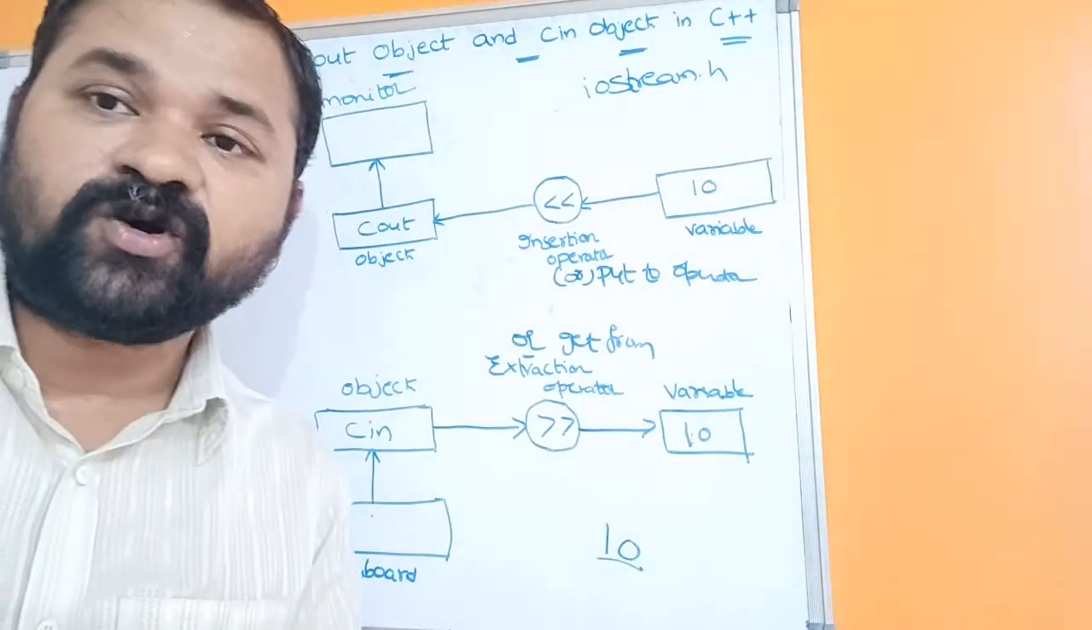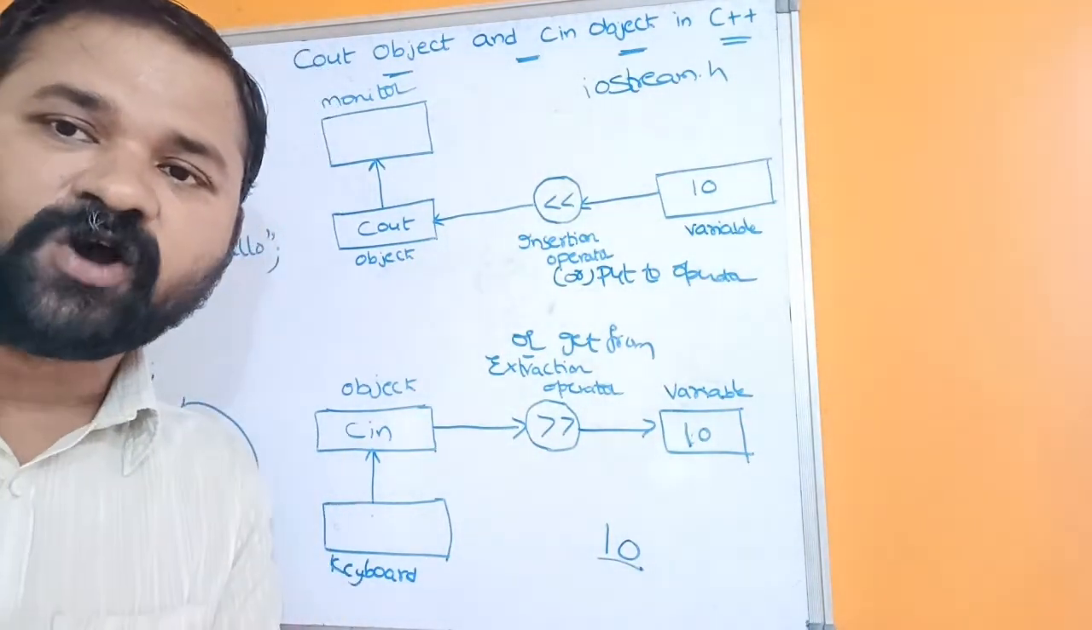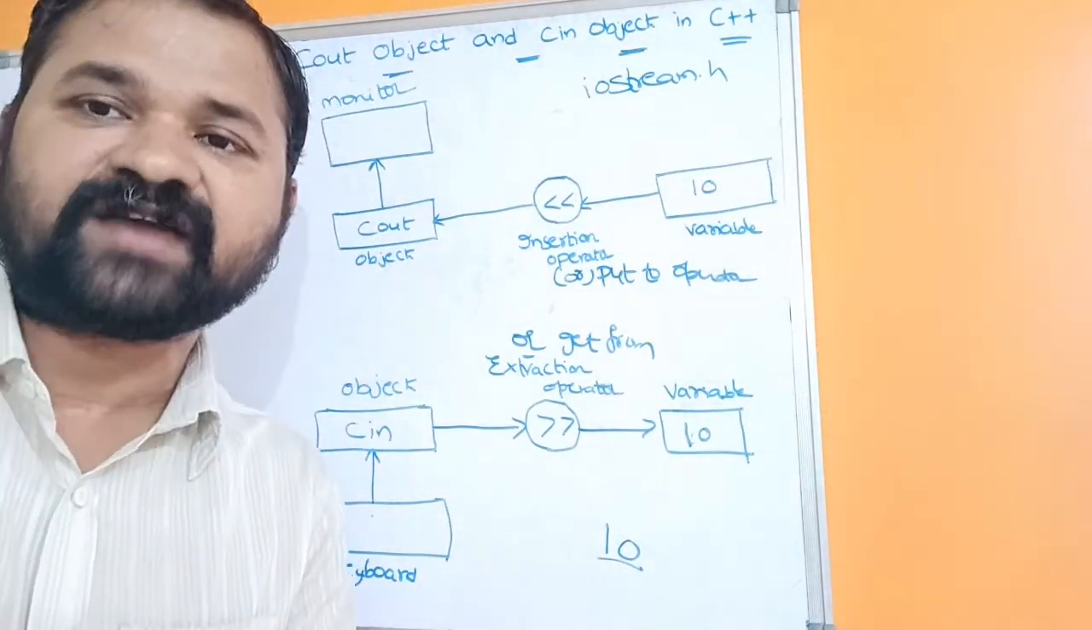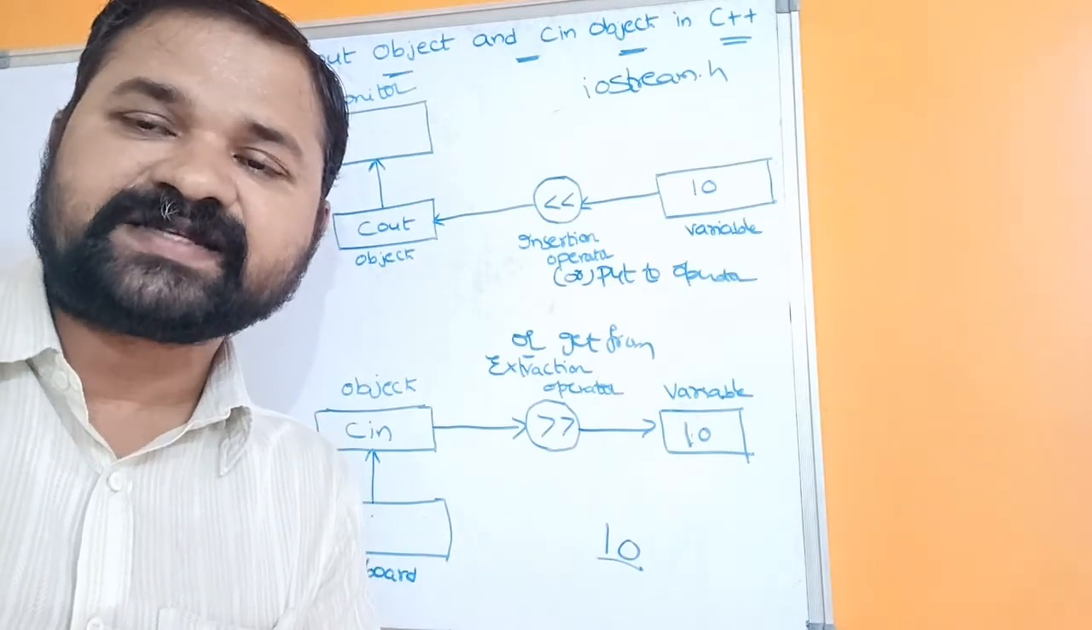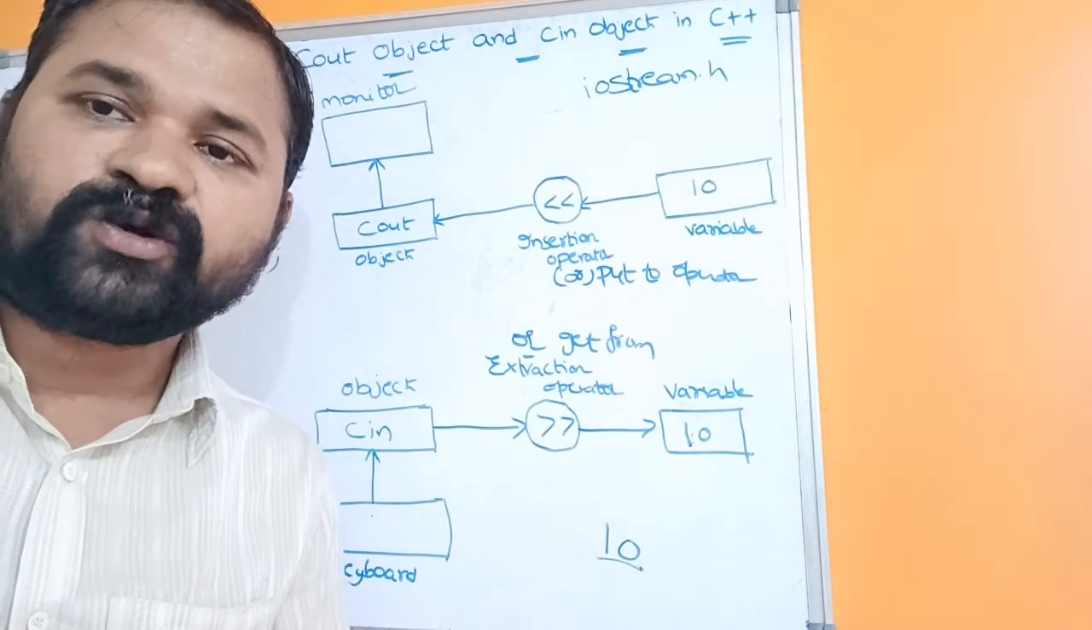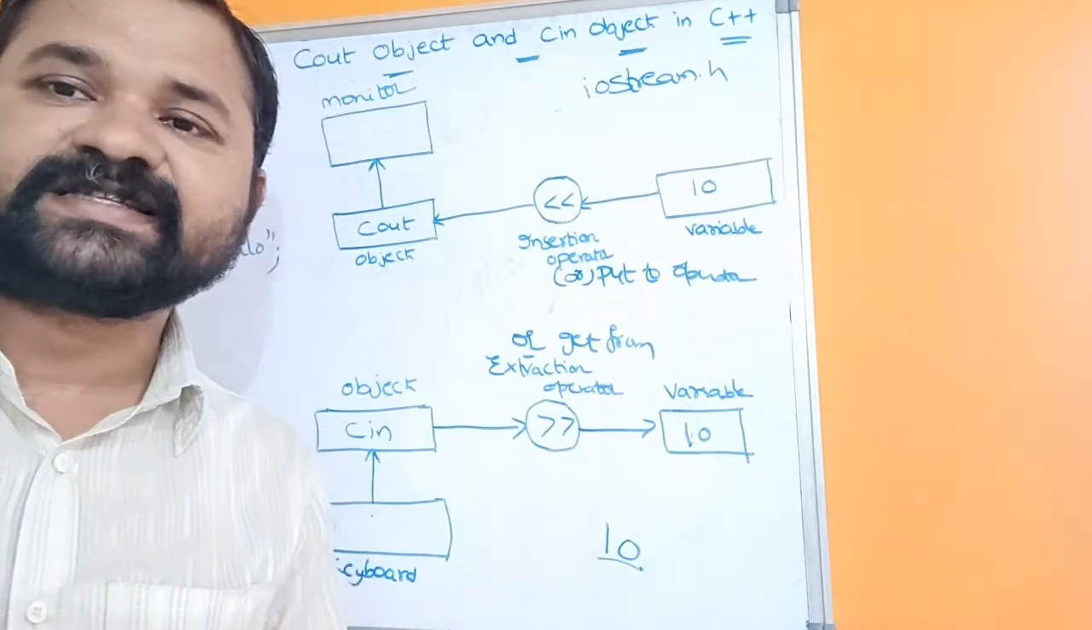So this is about the cout and cin objects in the C++ programming language. Cout is nothing but the output statement, whereas cin is nothing but the input statement. Cout is nothing but printf, cin is nothing but scanf.